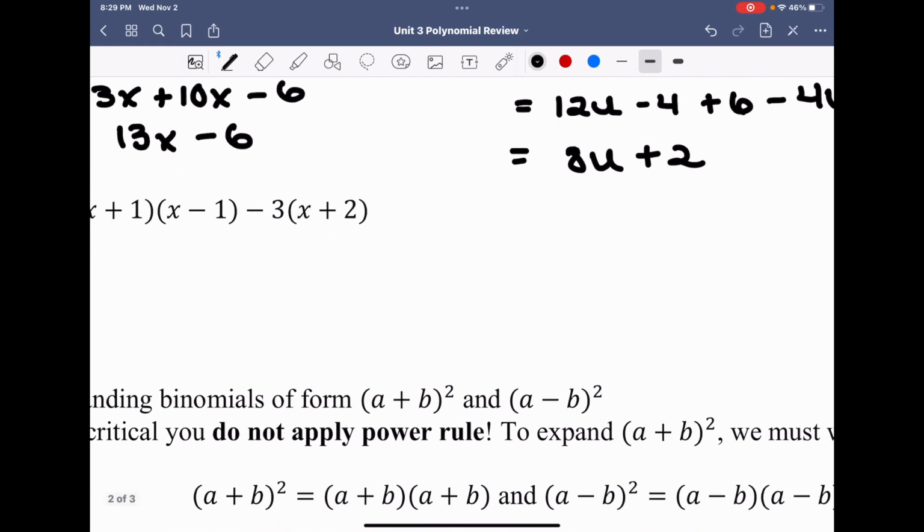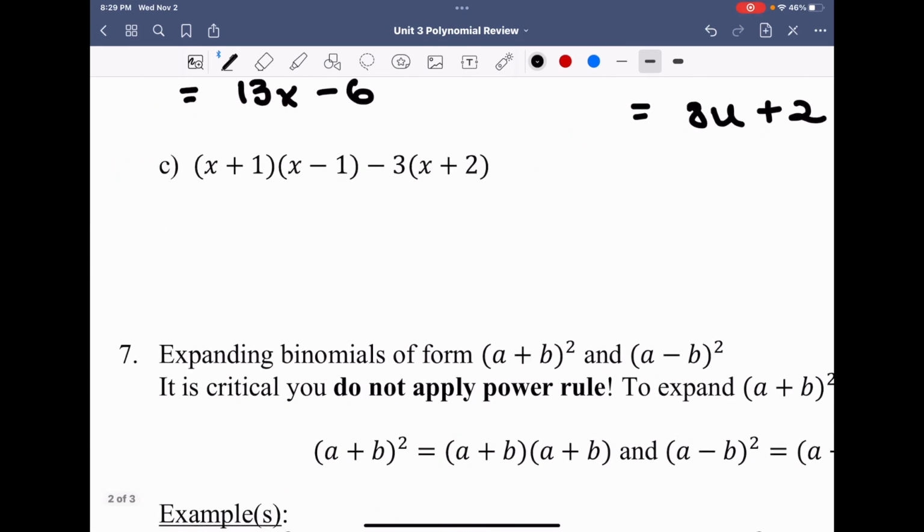All right. And then finally, I have an example where I have a binomial times binomial and then some coefficient times the binomial. In the first, I'm going to FOIL this out to expand it. So it's equal to x times x, which is x squared. X times negative 1, which is negative 1x. I then go 1 times x and 1 times negative 1. This is plus 1x minus 1.